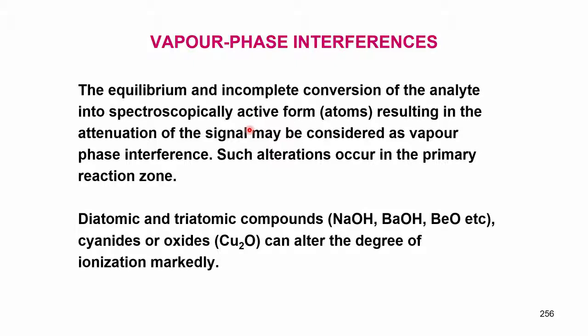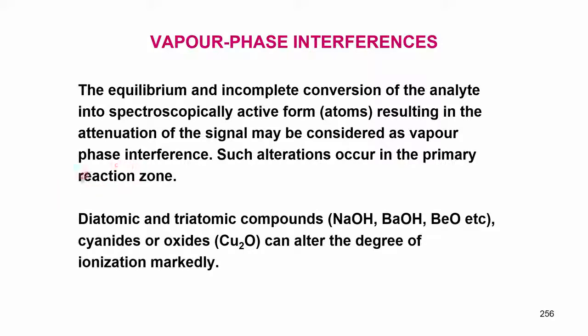That means what we are saying is the formation of the atoms and compounds. If the equilibrium is disturbed, atom concentration will change. What is the spectroscopically active term? It means the atom formation. If the atom formation decreases, absorbance decreases. If the atom formation increases, absorbance increases. So, these reactions occur in the vapor phase.